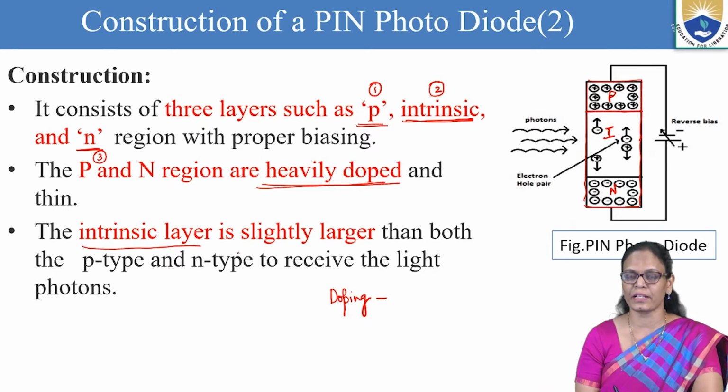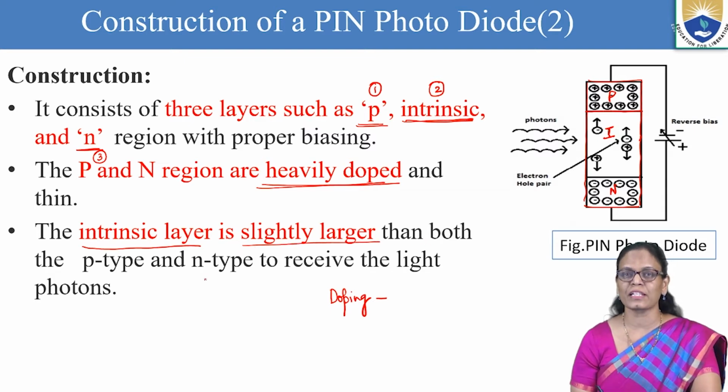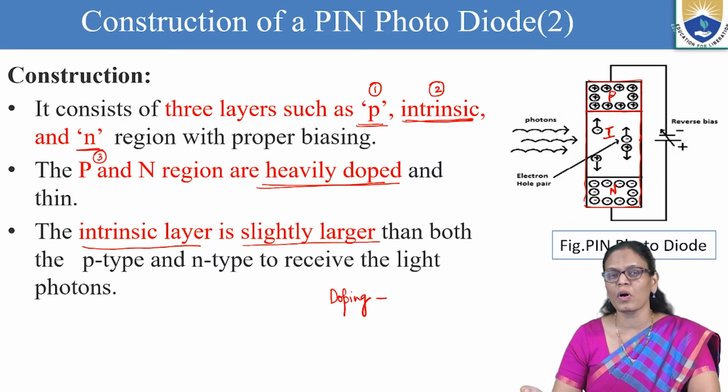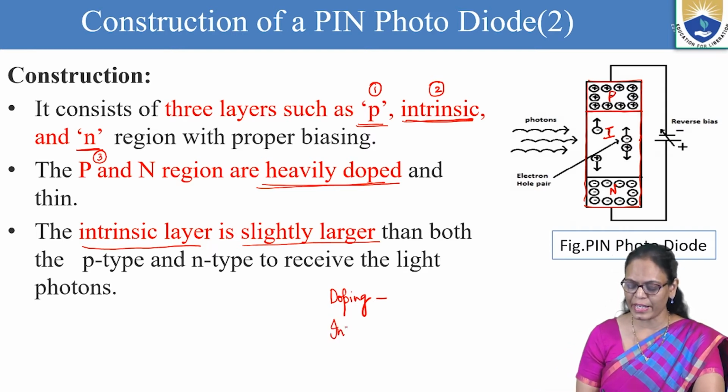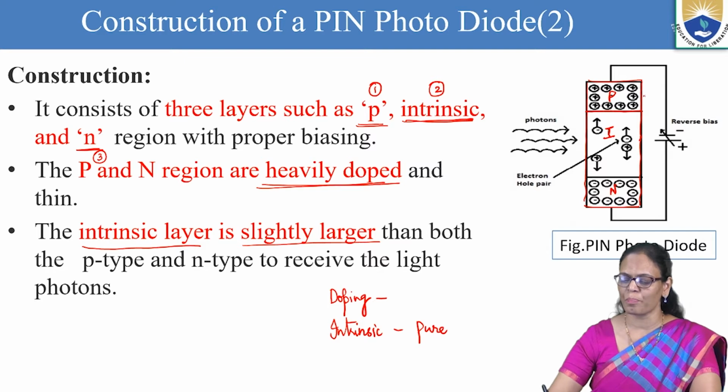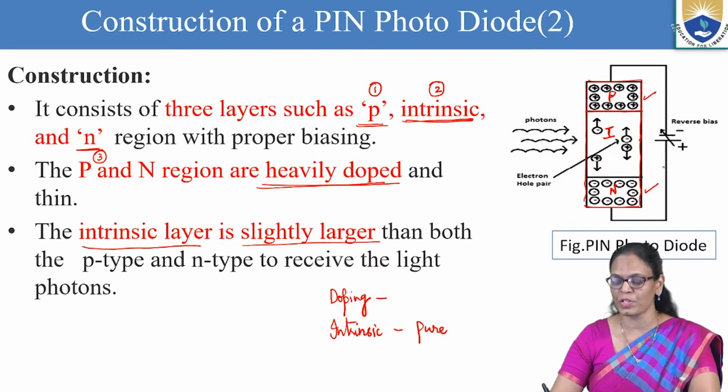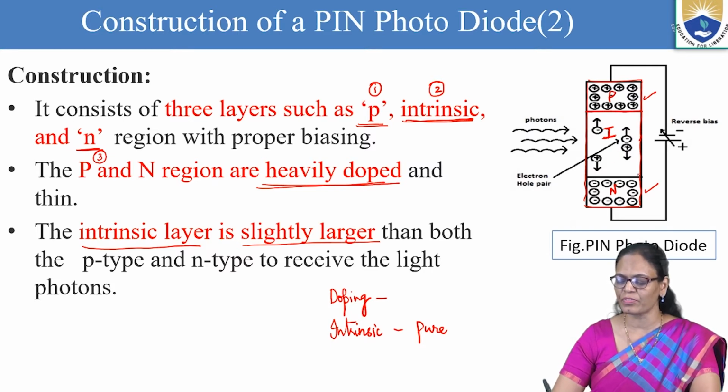But the intrinsic layer is slightly larger in size than both the N-type and P-type, and it is not doped or very slightly doped. That is why we are calling it as intrinsic. Whenever we say intrinsic, intrinsic means it is pure. It is a pure semiconductor. So P-type and N-type, they are heavily doped, and they are thin regions, whereas I, intrinsic, is a pure region where there is no doping or minimum doping, and the width of the intrinsic layer is large.